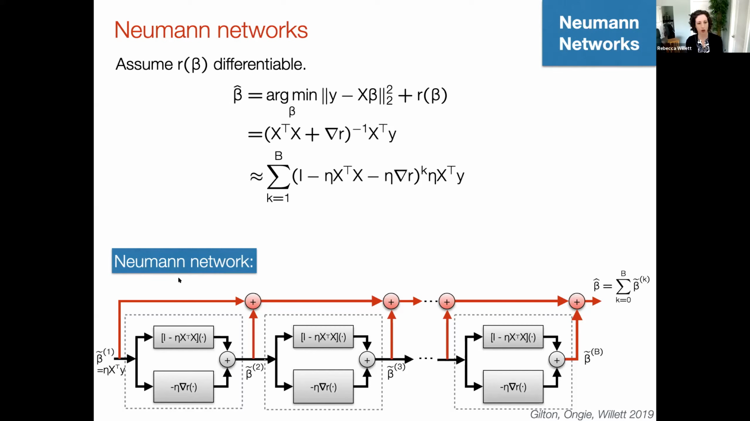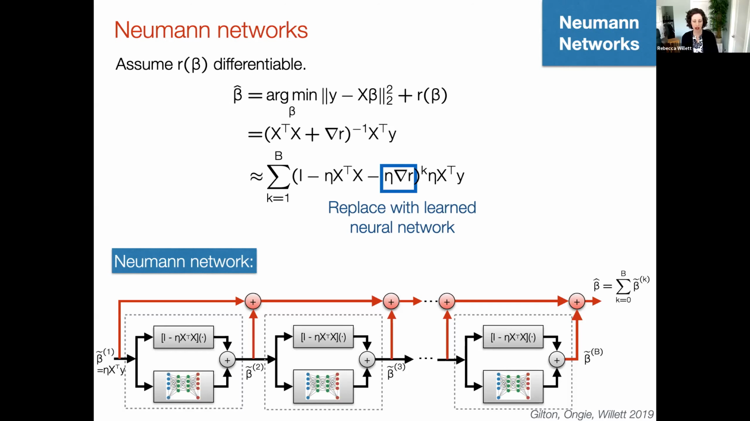Okay, so I can write this using a block diagram, just like we did before, where, again, each of the dashed blocks corresponds to one of the terms in this Neumann series expansion. And within each block, we've got two parallel tracks, one that takes the forward model X into account and the other that takes the regularizer R into account. And again, we can then say, let's replace the gradient of our regularizer within this structure with a learned neural network. And again, we train it from end to end in order to try to make the overall accuracy as high as possible.